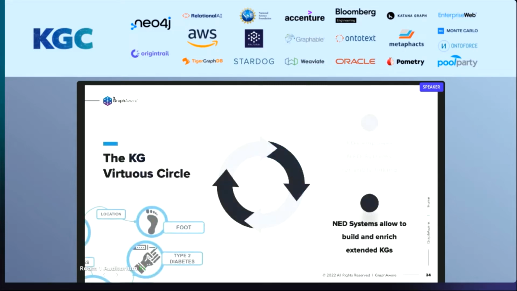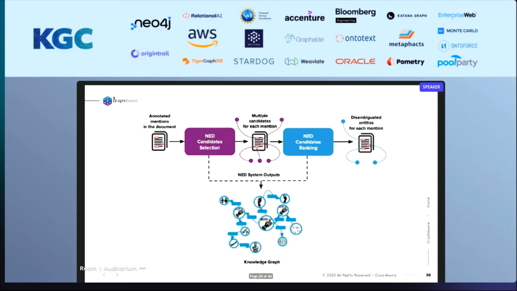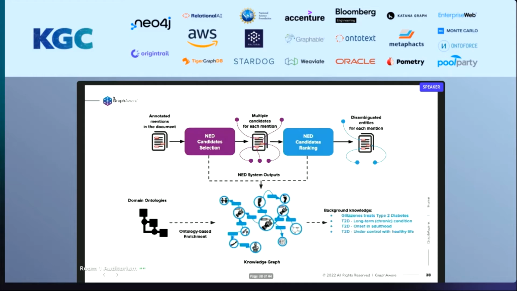Now let's see the other side of this virtuous circle, in which a named entity disambiguation system can be used to build and enrich knowledge graphs. This is our schema, and we can publish the output of a named entity disambiguation system within a knowledge graph. Then we can enrich this information incorporating domain ontologies. And this enrichment process creates the condition for the background knowledge that we need to create intelligent advisory systems.